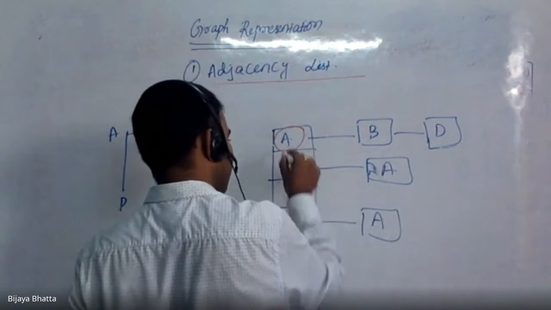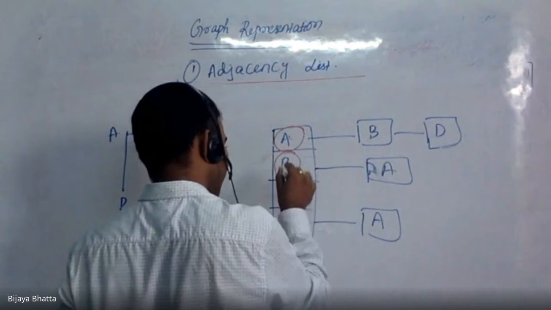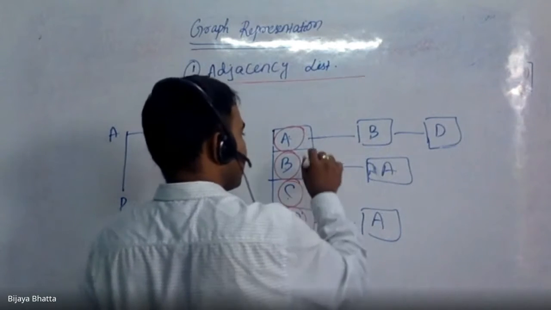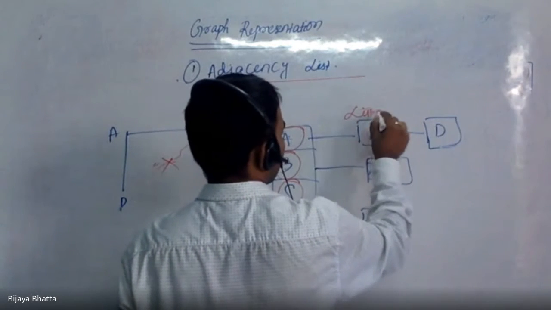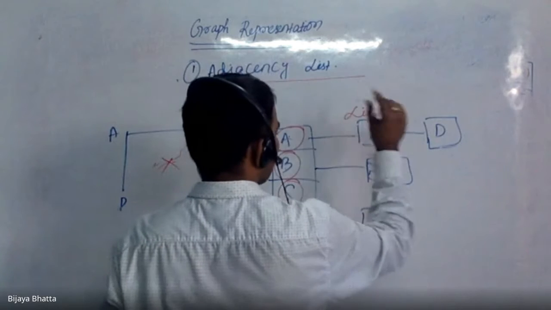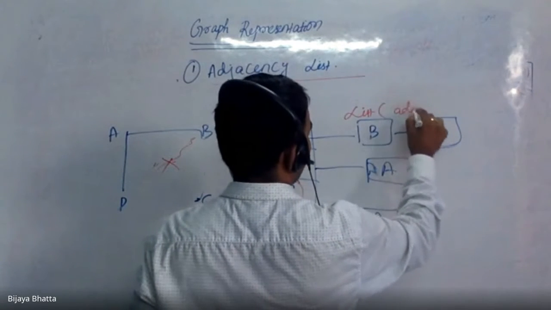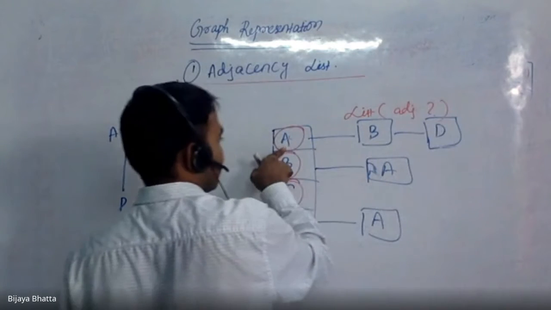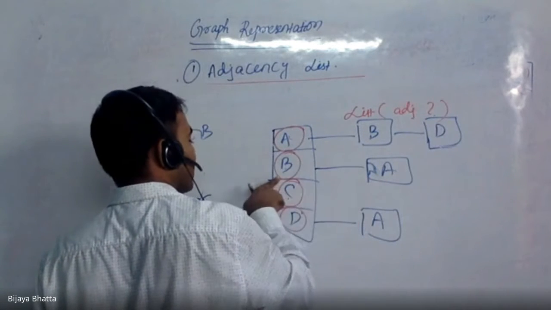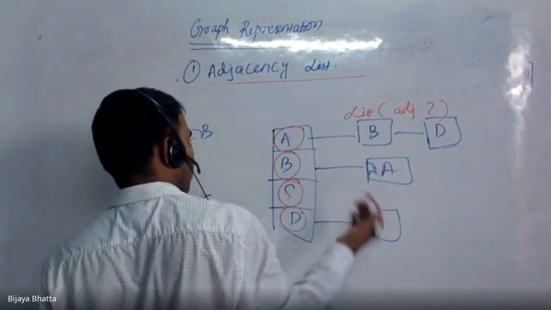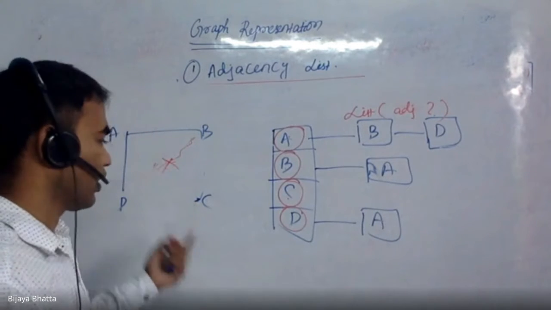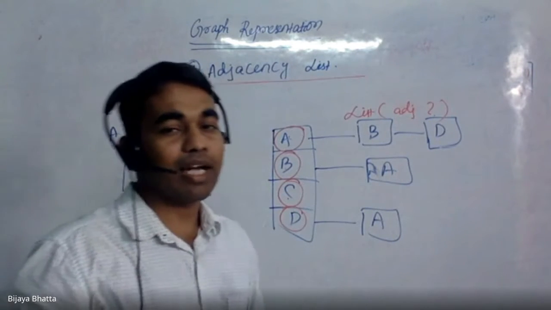This is the vertex set, vertices A, B, C, D, and this is its corresponding list. So this list represents who all are adjacent. Who all are adjacent to A? Who all are adjacent to B? Who all are adjacent to C? No one is adjacent. And D. So that is the adjacency list.